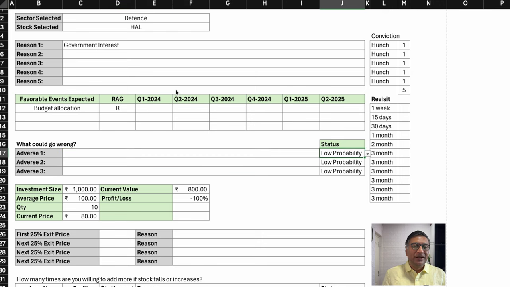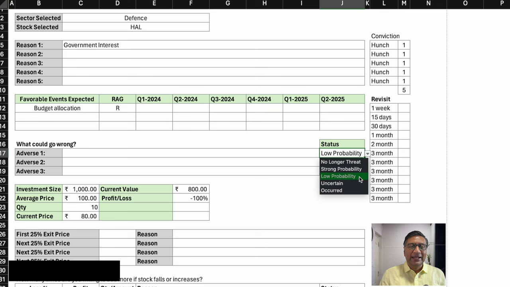So what is the adverse event? What is the probability? Now, probability, you should start with low probability, ideally. If the probability is already strong, or if that event has happened already, then you should not be investing. And when the event is no longer applicable, you can say no longer a threat.